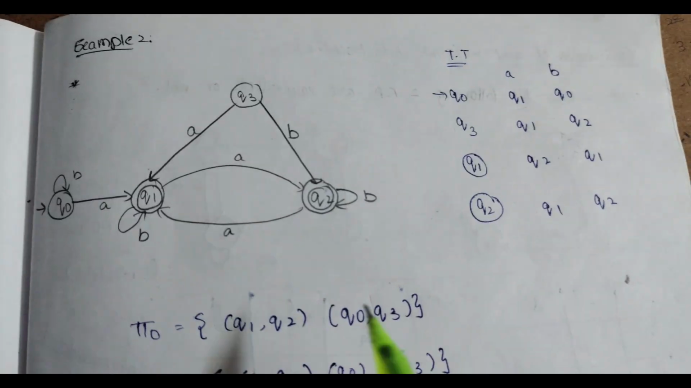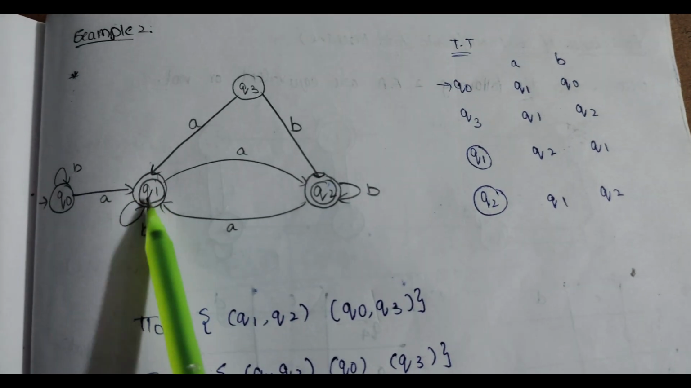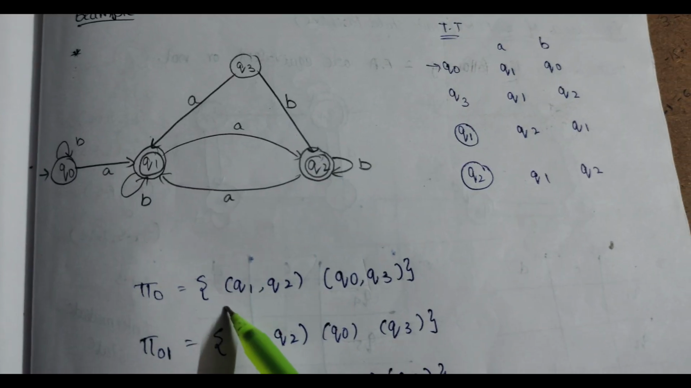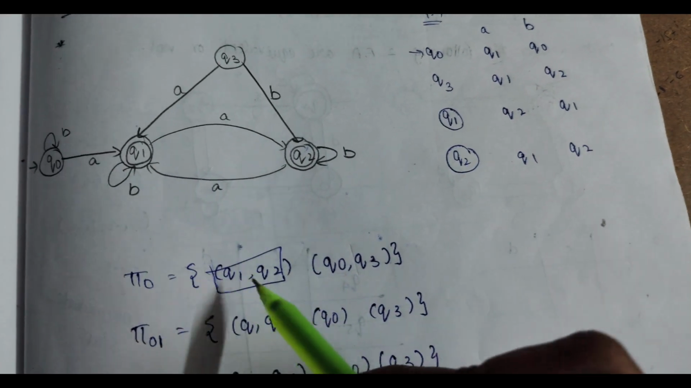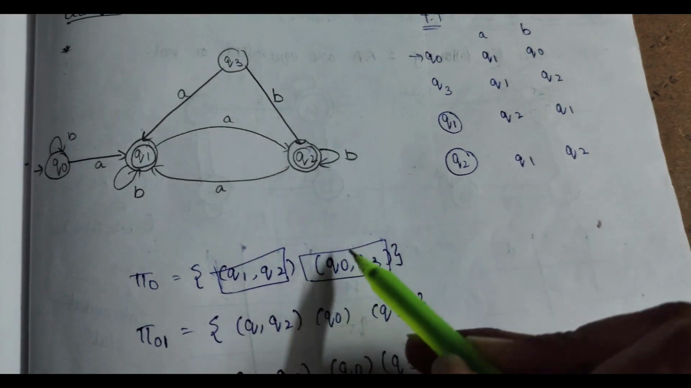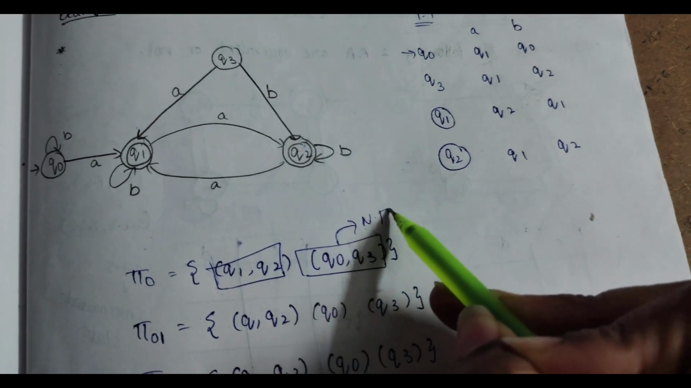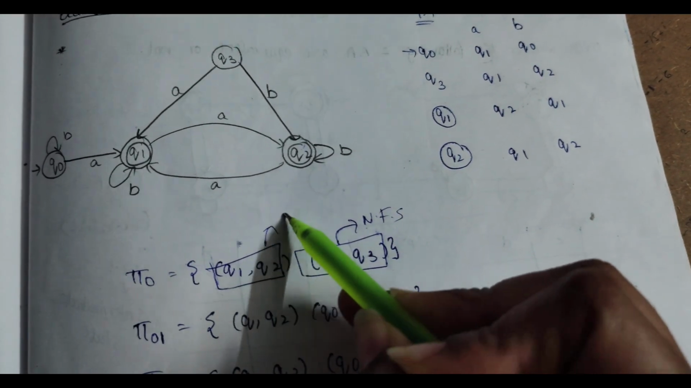That's it. Just one more clarification. If we have 2 final states, then these will be the final states. Here Q1 and Q2 are the final states, right? So take these as the final states and take Q0 and Q3 as the non-final states.